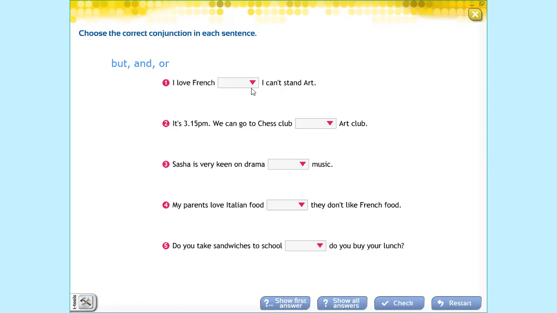Okay, for example, I love French. I can't stand art. This is positive and this is negative. So we use what conjunction? But. Yes, exactly. Yeah, like that. And you finish doing all of them. Okay, use the conjunction.